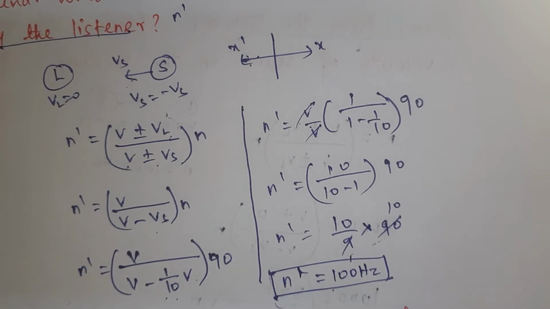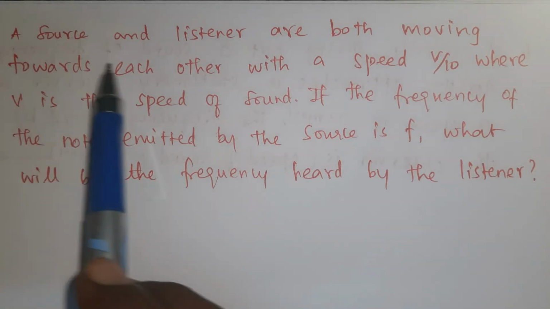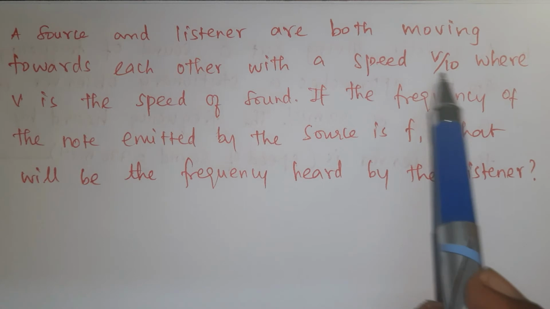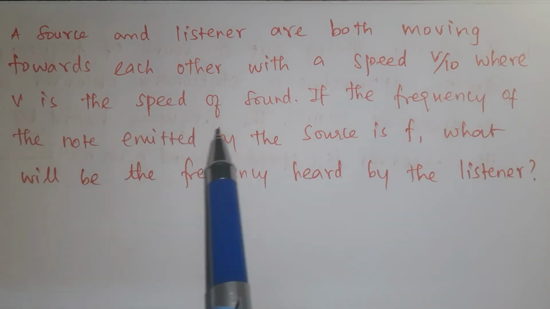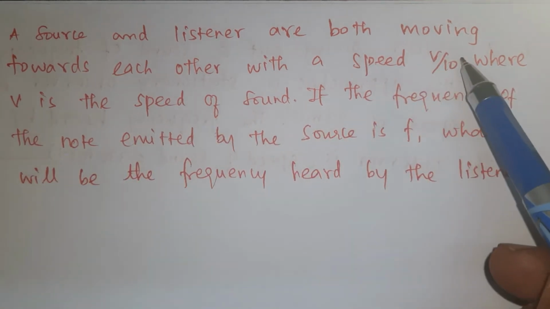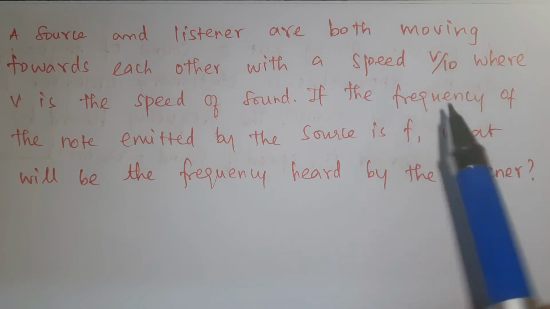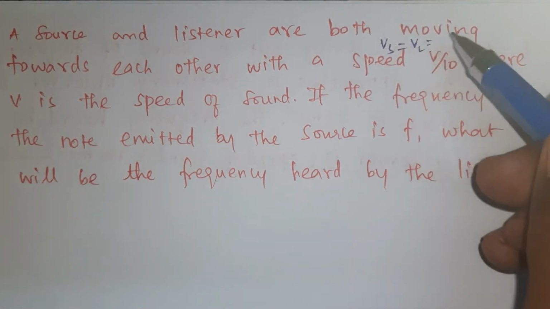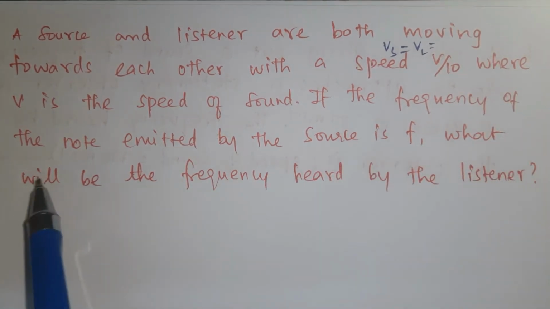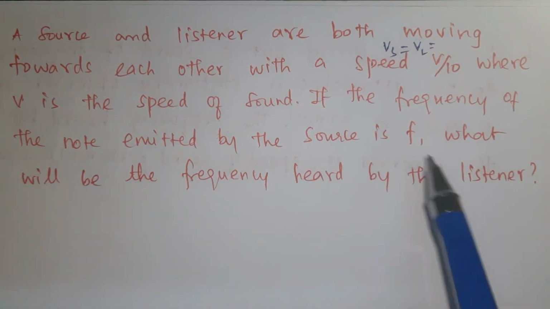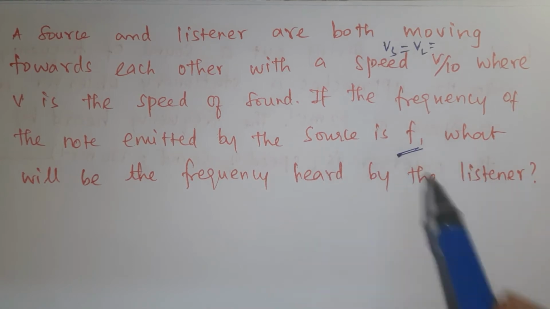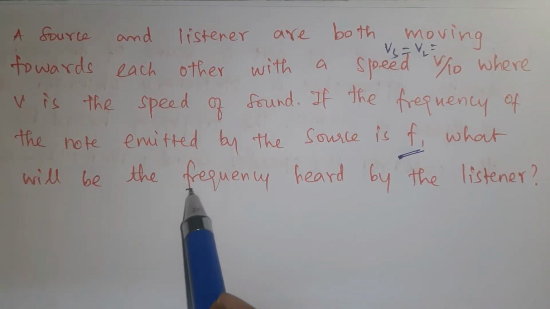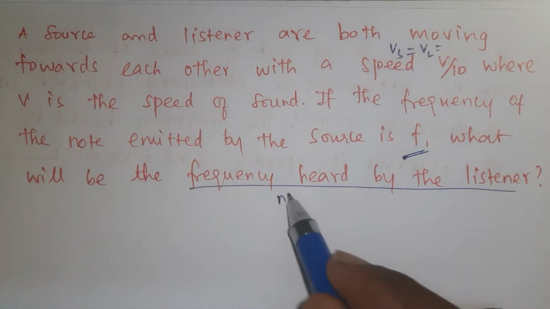This is the answer. Next question: a source and listener are both moving towards each other with a speed V by 10, where V is the speed of sound. This V by 10 is the speed of the source and the speed of the listener, so Vs is equal to VL. If the frequency of the note emitted by the source is f, what will be the frequency heard by the listener? This is going to be the apparent frequency n dash.